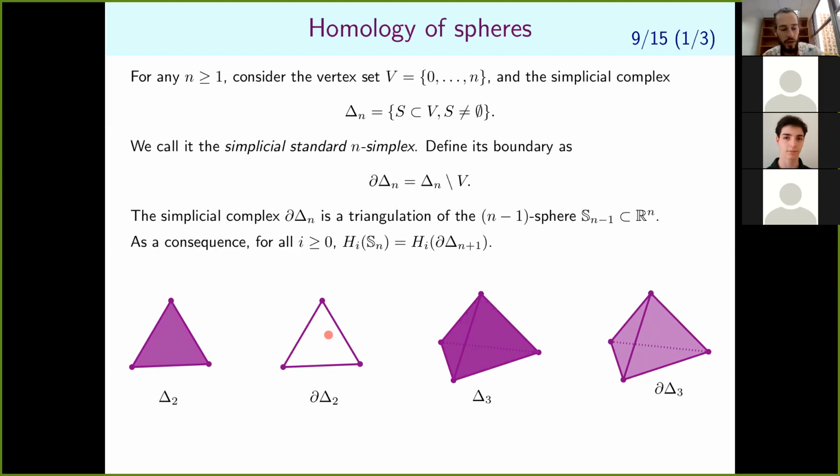Okay, I can write something. In this simplicial complex delta 2, you have the simplex 0, 1, 2, and you just remove it from this simplicial complex. Okay, understand now. Thank you. You're welcome.